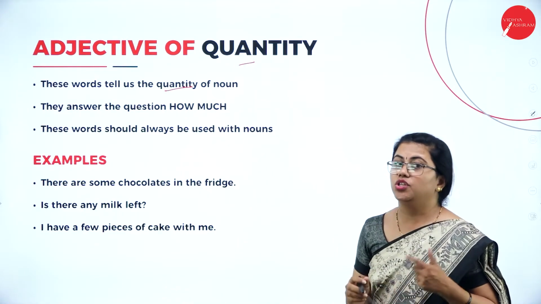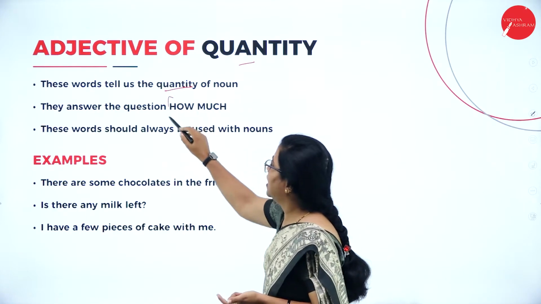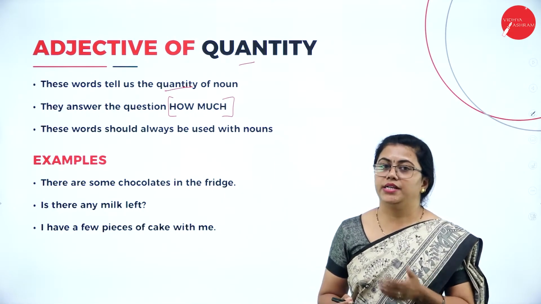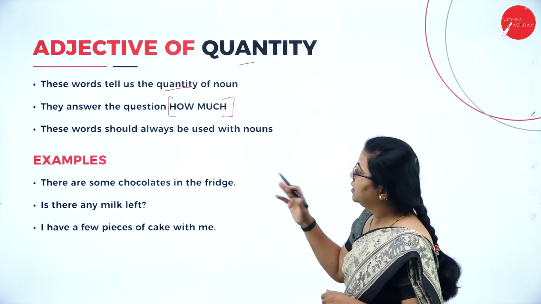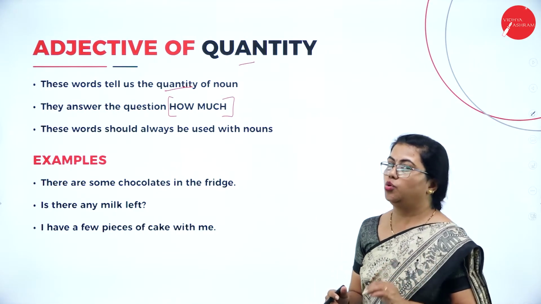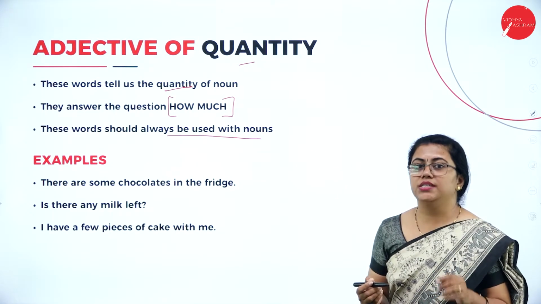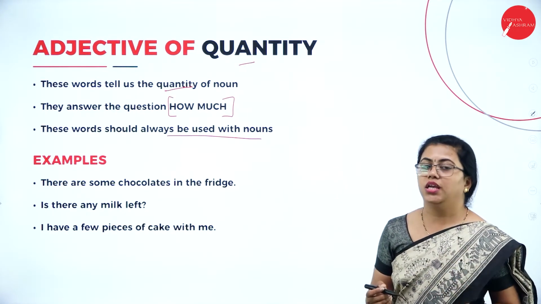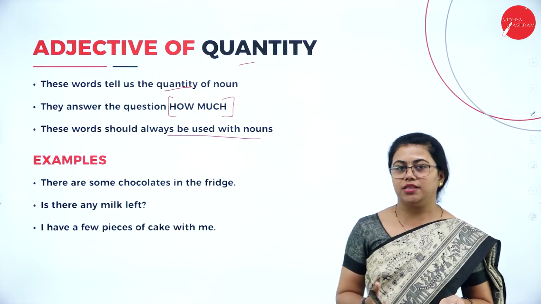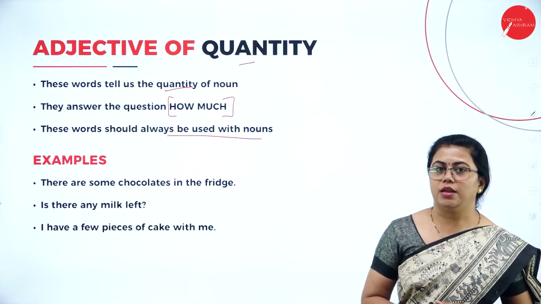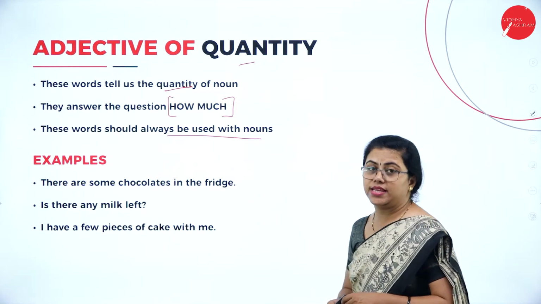They answer the question how much. So you ask this question how much, and whatever answer you get, that will be adjective of quantity. These words should always be used with nouns. So this is a rule over here. These words must be used with nouns. If not, if used alone, in rare cases they are used separately also. Without nouns also they can be used. So let me give you a few examples here.